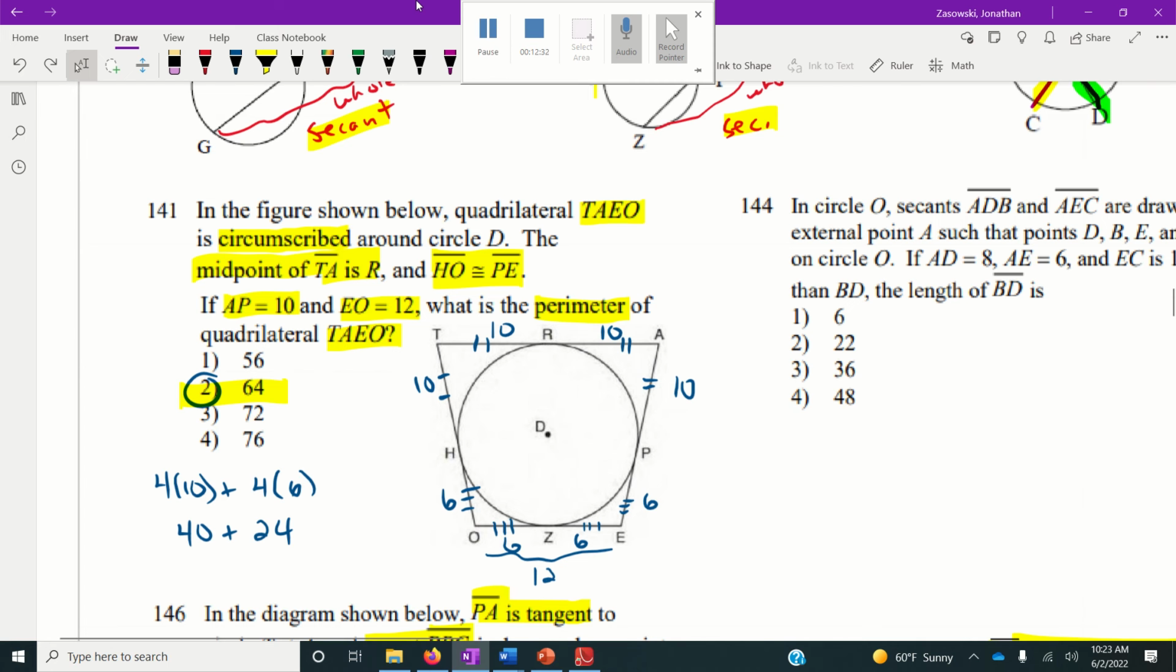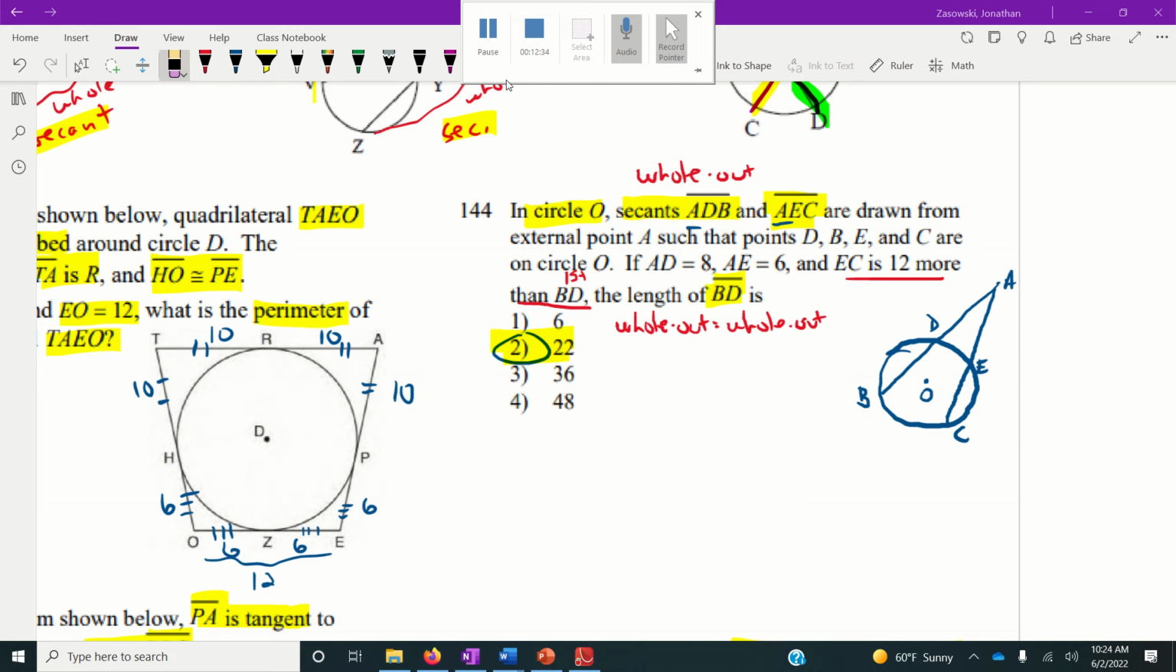All right, let's take a look at 144. Okay, in 144, we don't have a picture, so we're going to want to draw that first. So remember, we're going to do secant lines, so we should be thinking of whole times outside. When we're doing this question, we want to draw the secant lines, which are AB and AC. And if AD is 8, AE is 6, and EC is 12 more than BD, we want to find the length of BD. So key thing here.